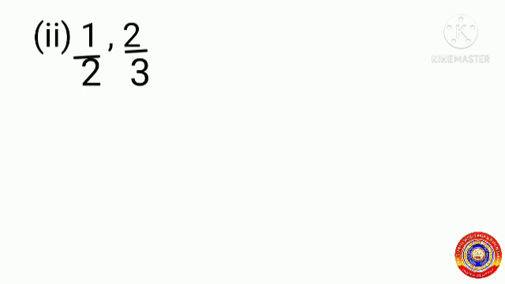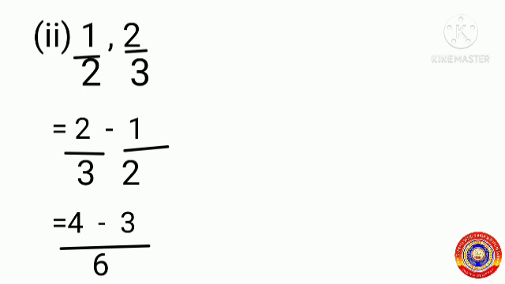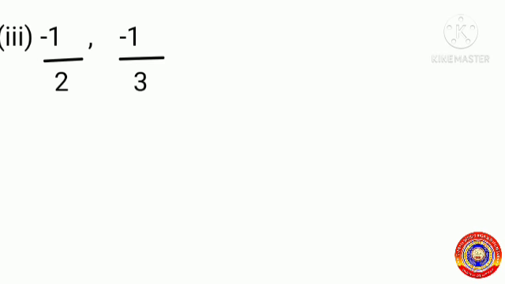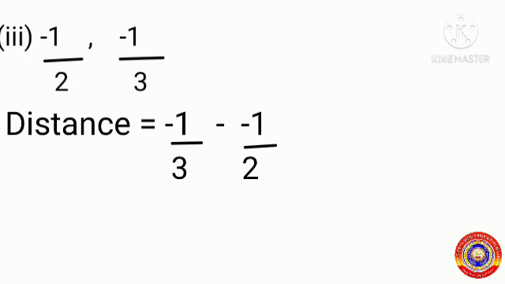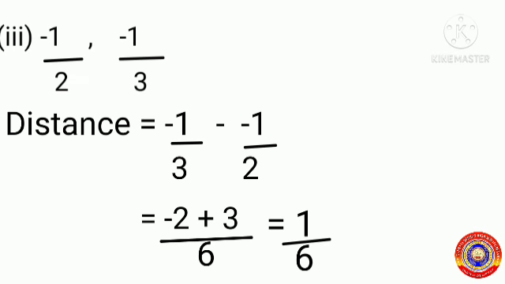which is equal to 6. In the second question, 1 by 2 and 2 by 3, the distance is 2 by 3 minus 1 by 2. By cross multiplying, we get 4 minus 3 by 6, which is equal to 1 by 6. In the third one, the figures are minus 1 by 2 and minus 1 by 3. So minus 1 by 3 is larger. So minus 1 by 3 minus minus 1 by 2 is equal to, by cross multiplying, minus 2 plus 3 by 6, which is equal to 1 by 6.